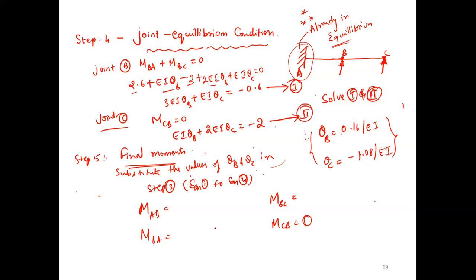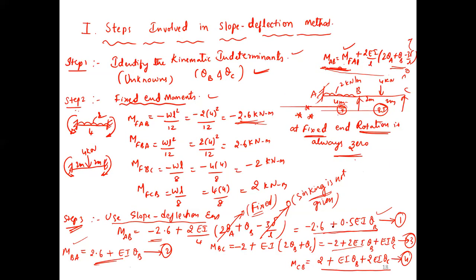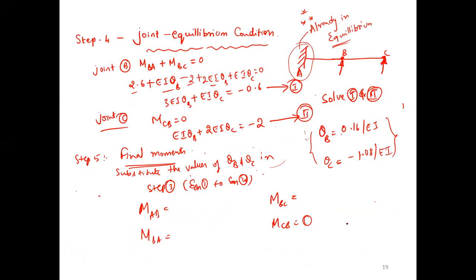What are the answers? What is MAB? Take the calculator: minus 2.6 plus 0.5 multiplied by 0.16. Have you got 2.06 kilonewton meter? Please check, 2.68 kilonewton meter. It must be minus 2.68 to satisfy the joint equilibrium condition.